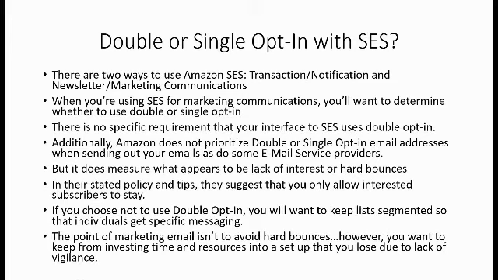Of course, now with all of this, the point of email marketing is not to avoid hard bounces. You do, though, want to keep from investing time and resources into a system like Amazon SES and lose it due to a few simple things that you can put in place. So if you choose, again, not to use double opt-in, make sure then that you're keeping your messaging specific and segmented.